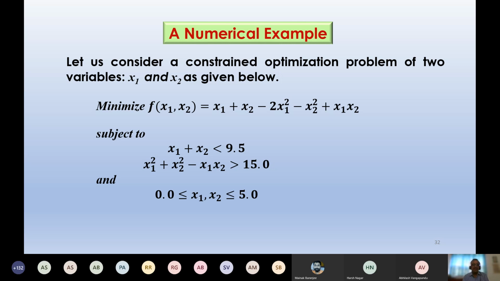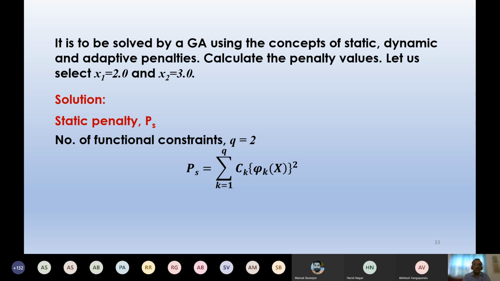Very purposefully, I have designed this very simple minimization problem, which is a function of two variables. Let us see how to implement the concept of static penalty, dynamic penalty, and adaptive penalty. Our aim is to find out the penalty values using three different approaches: static penalty, dynamic penalty, and adaptive penalty. To carry out the hand calculation, I'm considering x1 equals 2.0 and x2 equals 3.0, and they are lying within their respective ranges. Now I'm going to discuss how to determine the numerical value corresponding to the static penalty, denoted by PS. Here we have two functional constraints, that is Q equals 2.